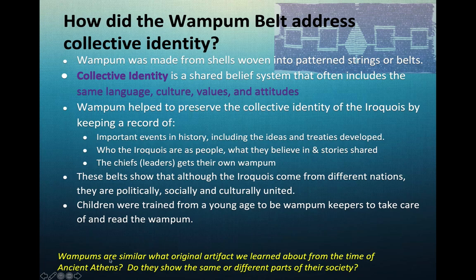So this is your question. Wampums are similar to what original artifact that we learned about from the time of ancient Athens? How were stories and histories passed on through their original artifacts? Do they show the same or different parts of society? So what does the wampum show, and what was shown in ancient Athens? Was it the same thing, or was it different? Okay, so that is your thinking question of today.